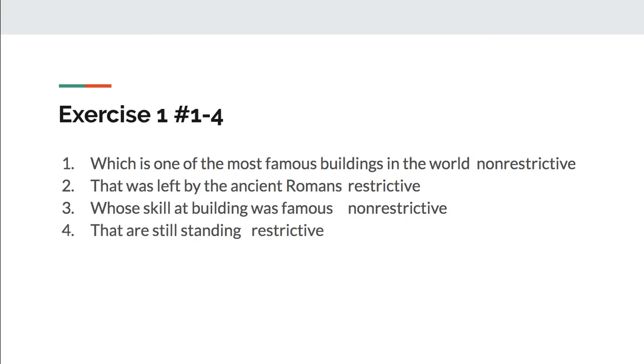And number 4, oops, I already put the answer up there. It says, Roman structures that are still standing include amphitheaters, aqueducts, arches, and roadways. So that are still standing, and it doesn't have commas and therefore it is restrictive.